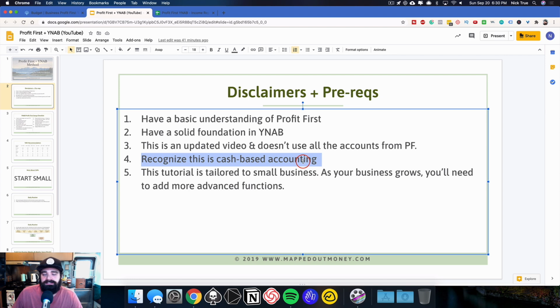You'll also want to know that this is based on the cash-based accounting method. So if you are in a business that needs to do accrual-based accounting, YNAB won't be able to be your only system. You'll also need to run something like QuickBooks or something else in addition to this. Whereas if you are okay doing cash-based accounting like my business, you can run everything through YNAB and you don't need to use QuickBooks or something like that.